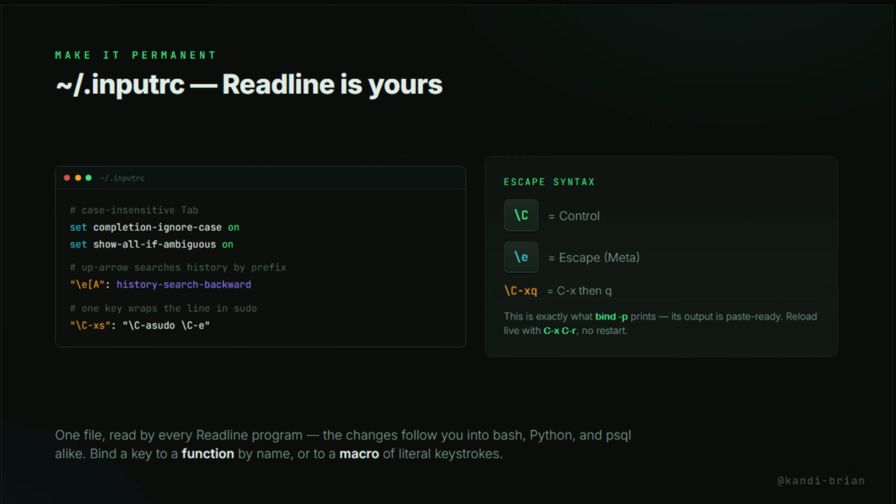Key bindings are the other kind, and they come in two flavors. You can bind a key to a readline function by name. For example, binding a key to the history search command so the up arrow searches history based on what you've already typed. It's one of the single best upgrades you can make.